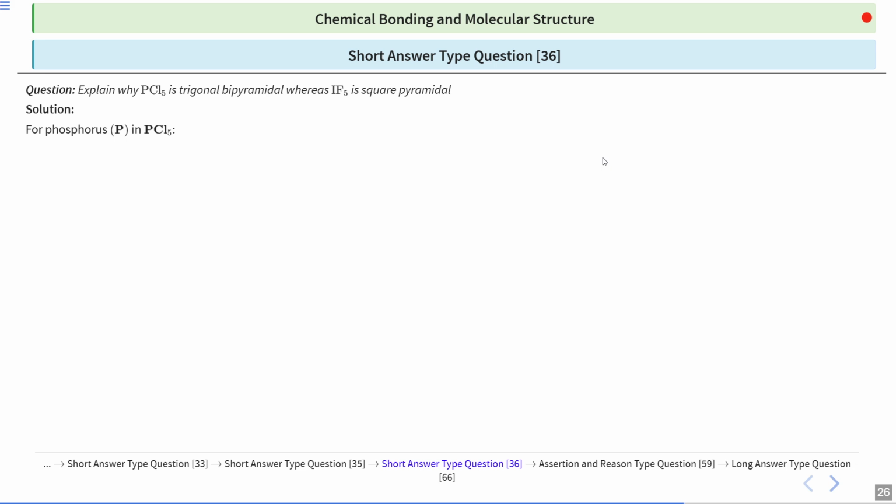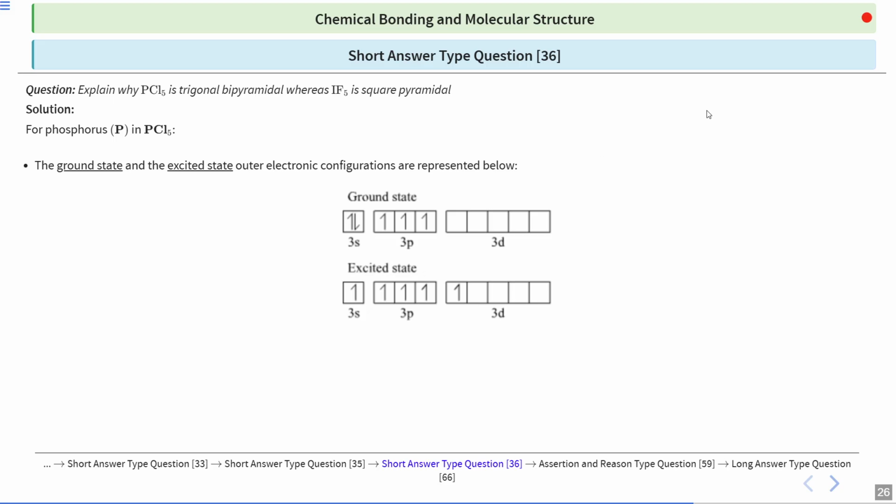So we'll see both of them individually. If you consider PCl5, then the ground state and excited state electronic configuration for phosphorus can be written as this. We have a 3s full-filled orbital, then 3p half-filled orbitals. Upon excitation, the paired-up electron of 3s will go to the 3d. You can see how it is unpaired in the excited state. Now again I am telling you, it is never mandatory to always excite and unpair the electron, and you will see a similar case in the upcoming question.